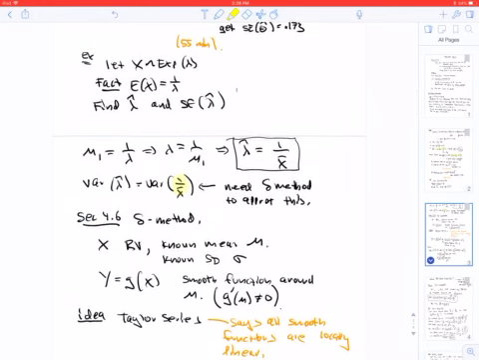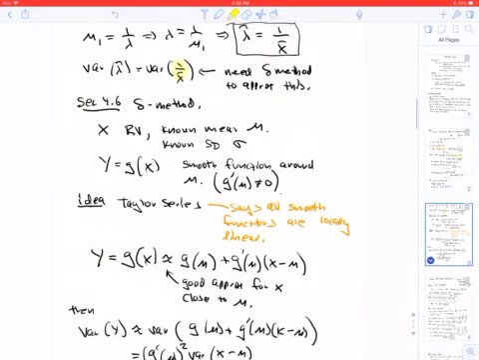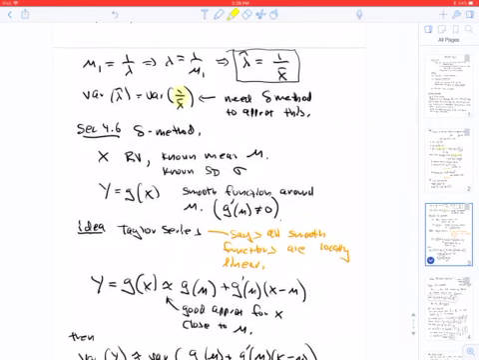X is exponential lambda, so we know that has expectation 1 over lambda. So we're going to find the MOM estimate and the SE. So the MOM estimate is just 1 over X bar, and the variance of the MOM estimate is the variance of 1 over X bar, which actually I don't know how to find by hand. So instead we're going to do a delta method approximation of this.